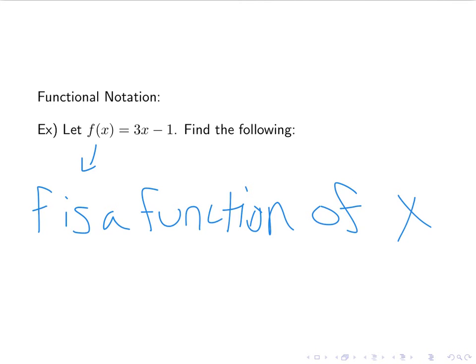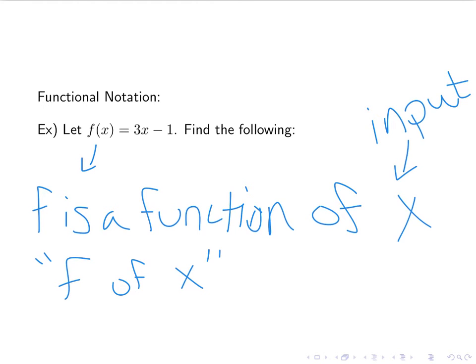So this parentheses is not multiplication. It's not f times x. It's f of x, if I'm going to say it. So the parentheses means of in this case. F of x. F is a function of x. The x is the input. And again, the f is the name of the function.